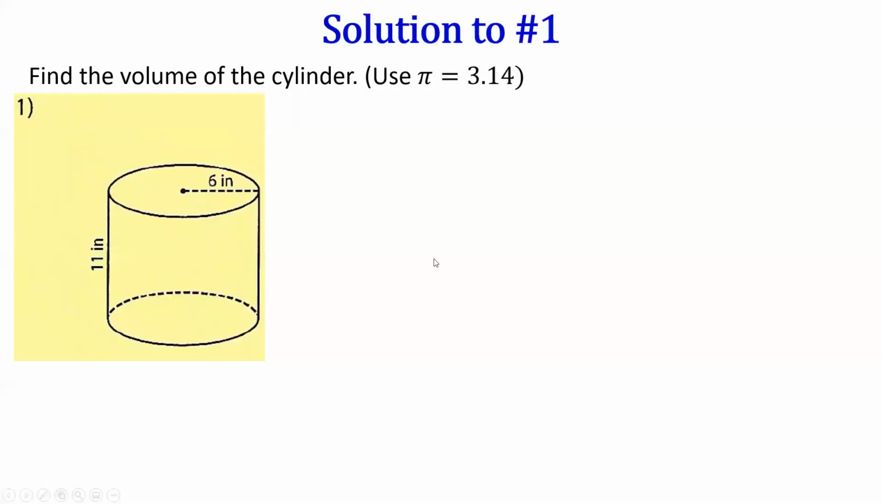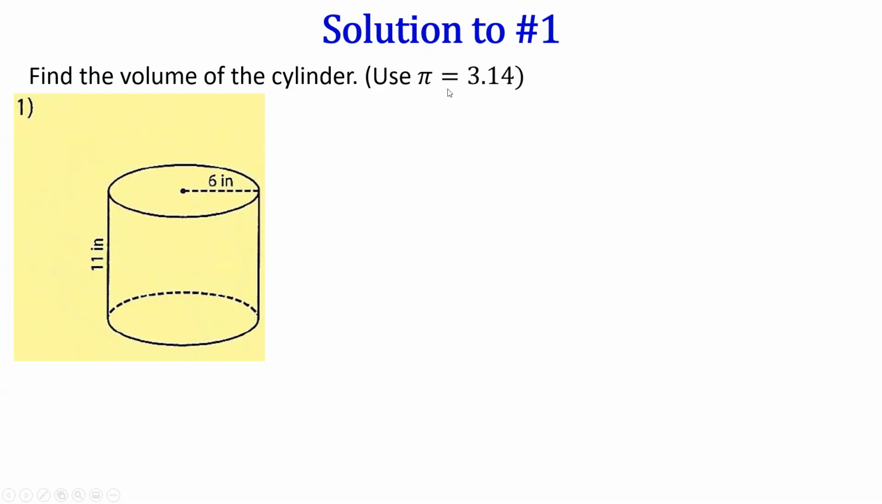So yesterday I posted a couple videos on how you could find the volume of a cylinder, and I thought it'd be nice if I did one myself, where we look at one of the solutions from yesterday's assignment. So what I'm going to look at is number one, and of course we want to find the volume of the pictured cylinder, but what's important is that we're going to use pi is equal to 3.14.